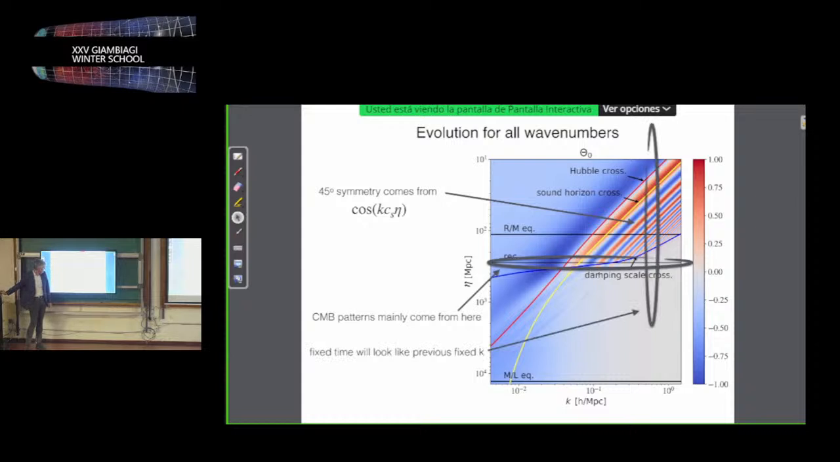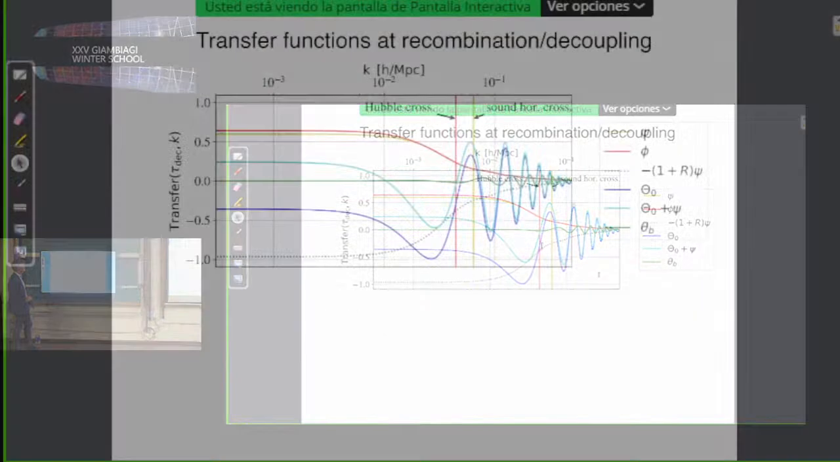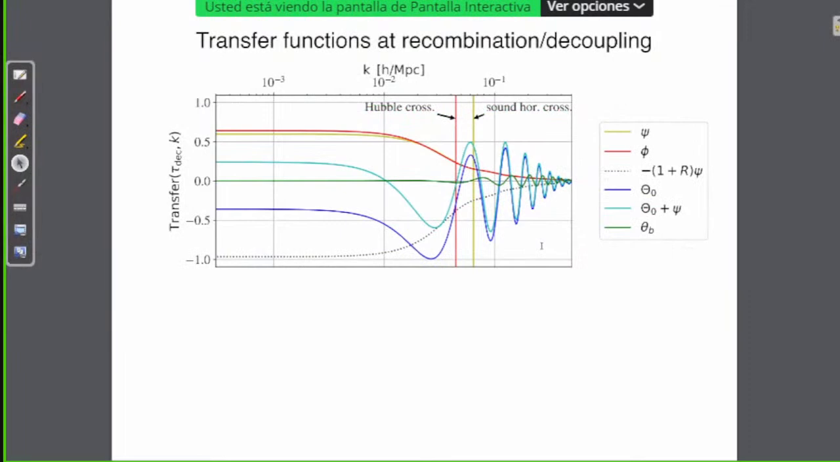And, okay, I already said this. If I look at the evolution of a mode at a given scale, I see the oscillations. But on the contrary, if I look at all modes at a given time, I see roughly the same oscillations. And this is why I can go now to a plot like this. It looks a bit like the previous plots. That's because of this symmetry and this angle of 45 degrees. But this plot has a completely different goal.